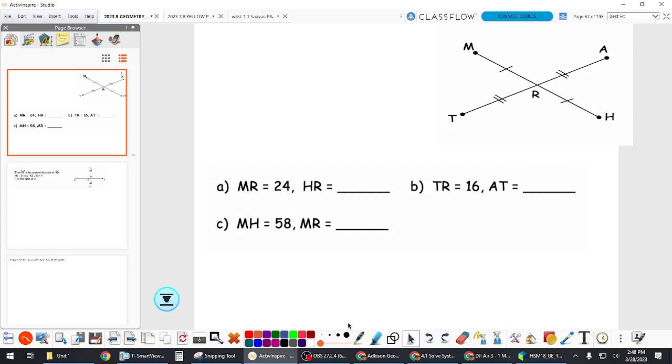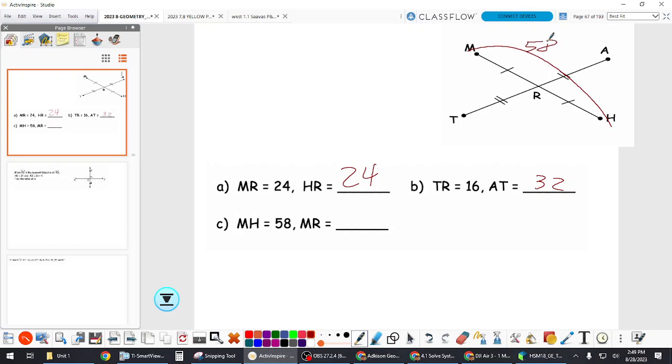Okay, what is HR from the first one? 24. Okay, just hang on. So if MR is 24, HR has to be 24. We're not done. Okay, if TR is 16, what is AT? That's the whole line, right? So, if TR is 16, what is AR? And what's the whole line? Okay, remember I said these are separate. So, if MH, the whole thing, is 58, what is MR?